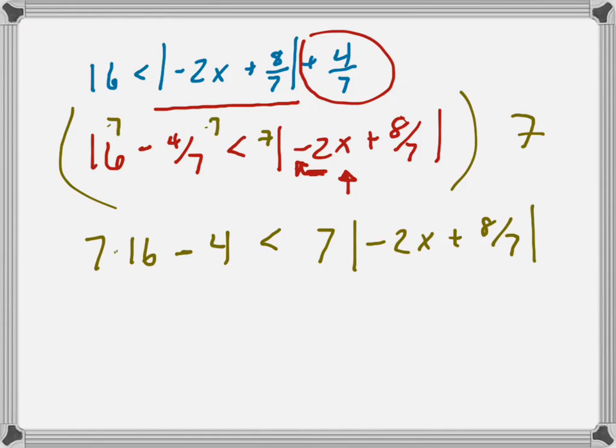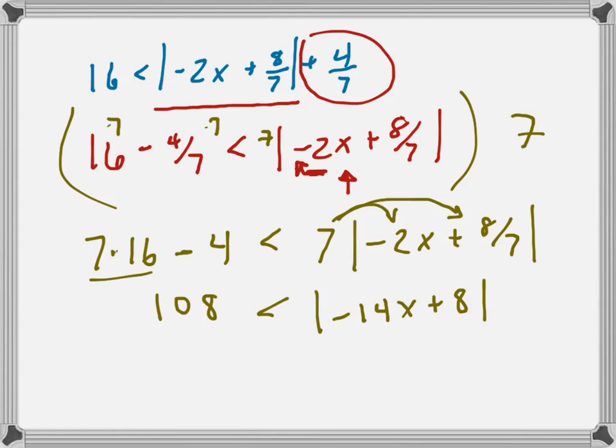You can actually distribute it in. There's nothing wrong with distributing in there, and it'll take care of the 7 on the inside as well. In fact, let's do that. Let's distribute the 7 in. So this becomes the absolute value of negative 14x plus 8. And on this side, what was 7 times 16? That'd be 70 plus 42, which is 112. So 112 minus 4 is 108. So there I've taken care of that. Looks a lot nicer now.